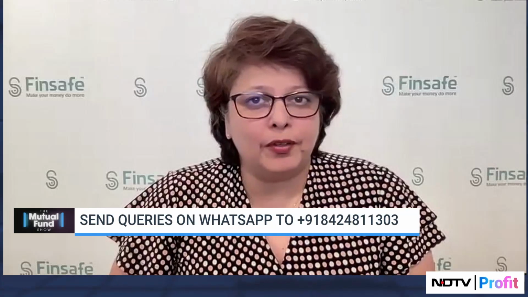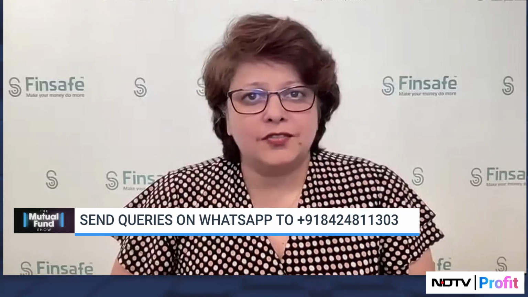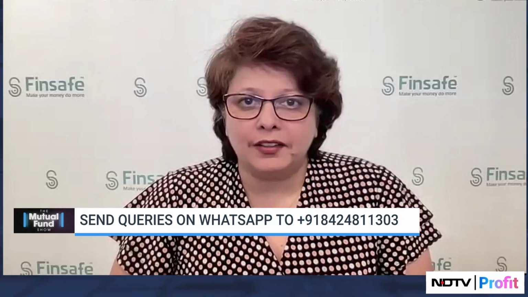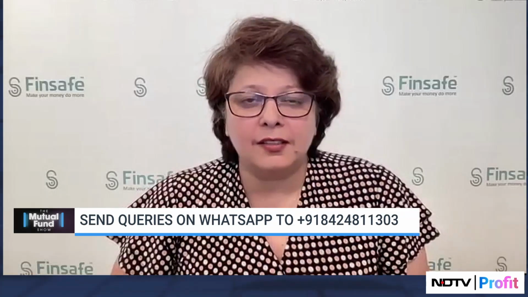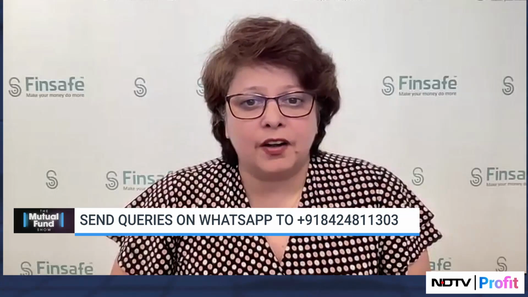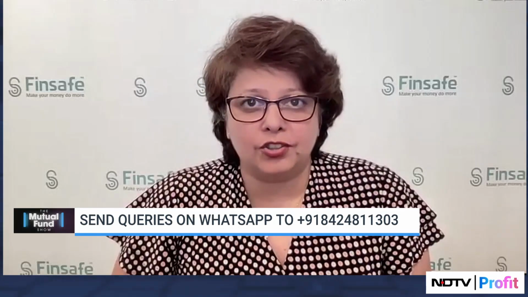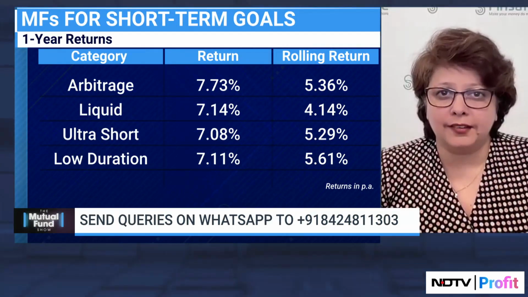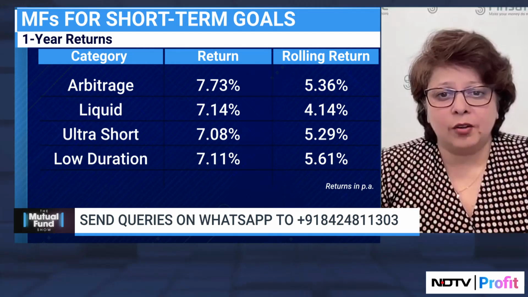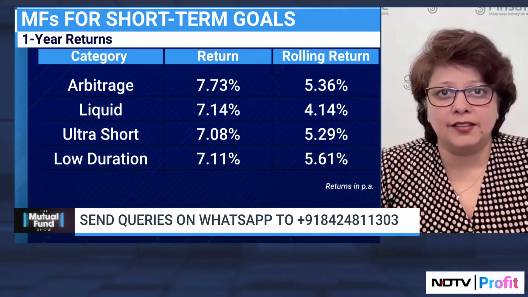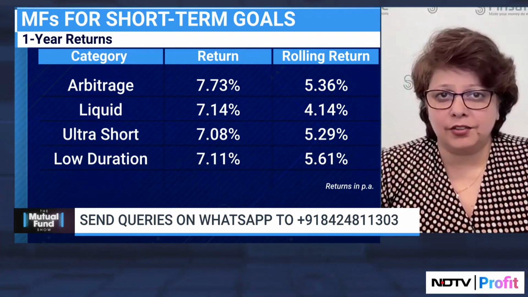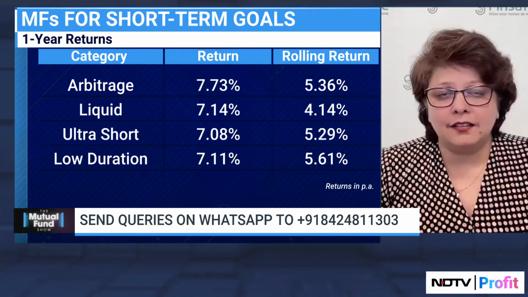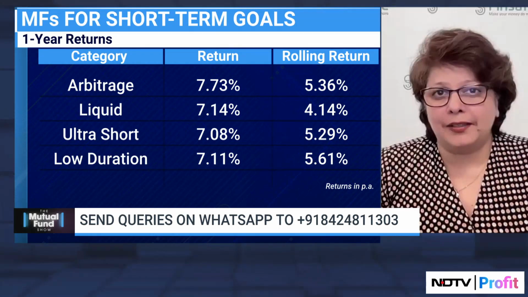So today, a lot of people are looking at investing in arbitrage funds, looking at that 7% plus return that's been generated in the last 1 year. But when you actually look at the rolling returns between, for example, an arbitrage fund and an ultra short duration debt fund, you'll see the returns are pretty similar, right? In the last 1 year, the arbitrage fund on a rolling basis has given you 5.36% per annum, but the ultra short duration has given you 5.29% per annum. And it gives you a clearer picture of the returns.